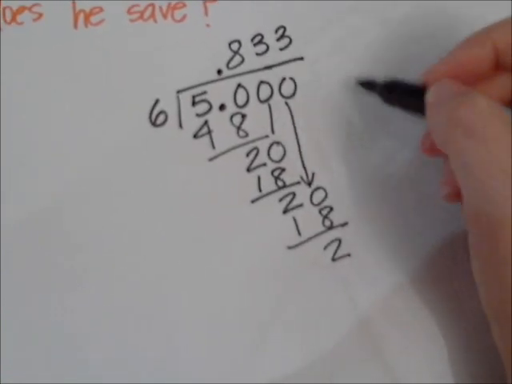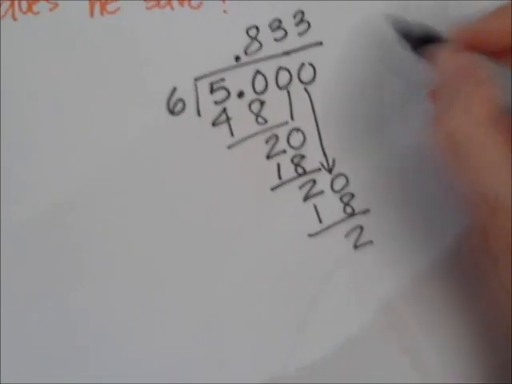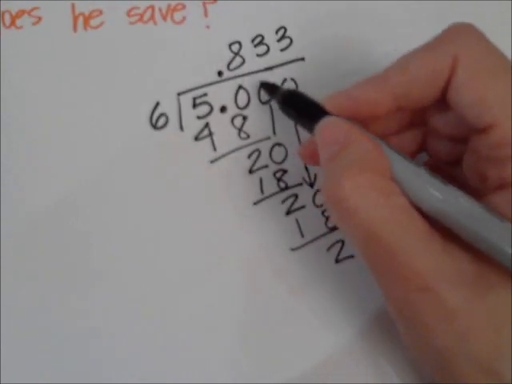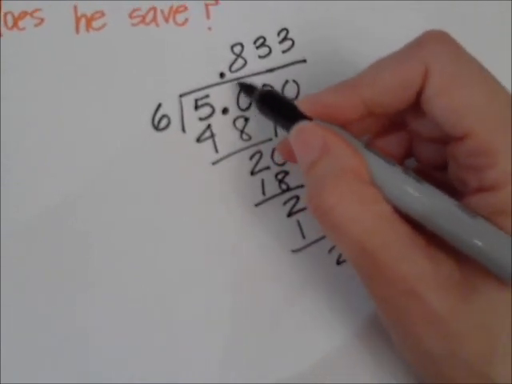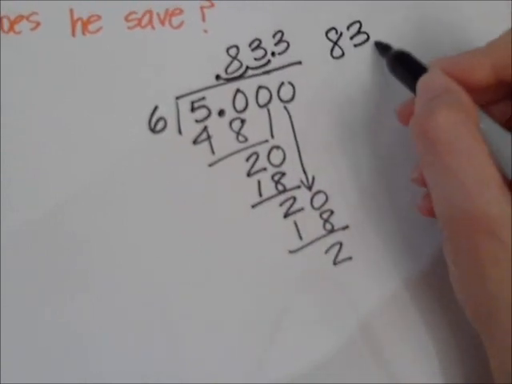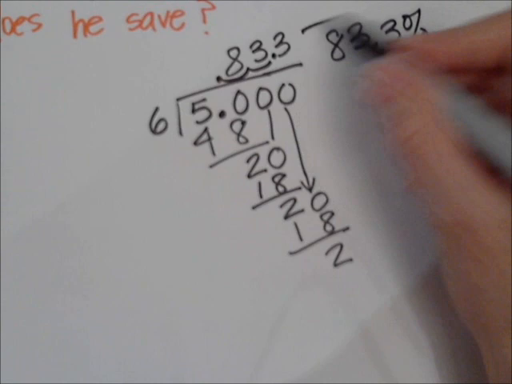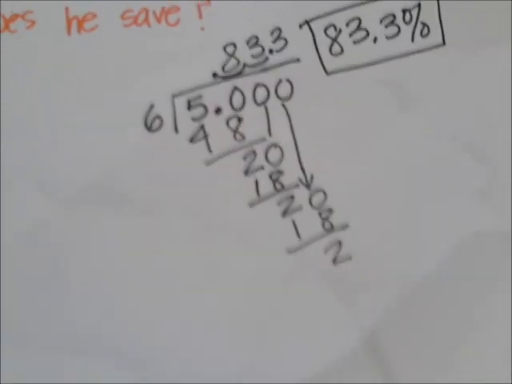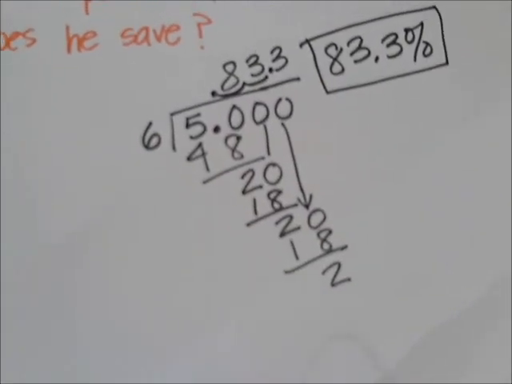So in this case, it seems as though Joe saves... Now I'm going to change this to a percent by moving 2 times to the right. 1, 2, and I get 83.3%. So Joe saves 83.3% of his allowance.